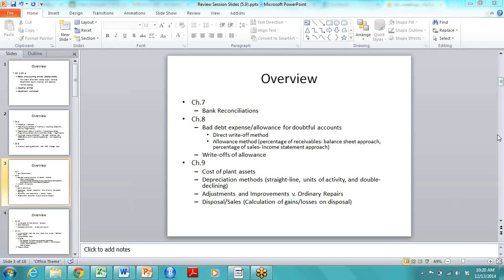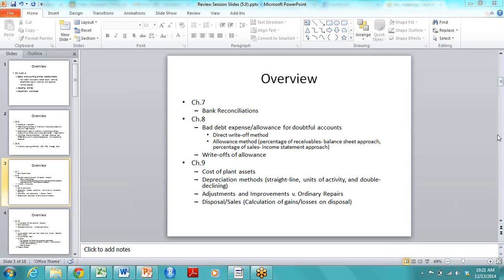Chapter 8 goes through all the calculations of the bad debt expense and allowance for doubtful accounts. So here, when we talk about what's GAAP versus what's not GAAP, remember the direct write-off method was not GAAP and the allowance method is GAAP. When we think about the allowance method, there were 2 approaches. One was the percentage of receivables, which is a balance sheet approach, and then the other is a percentage of sales, which is an income statement approach.